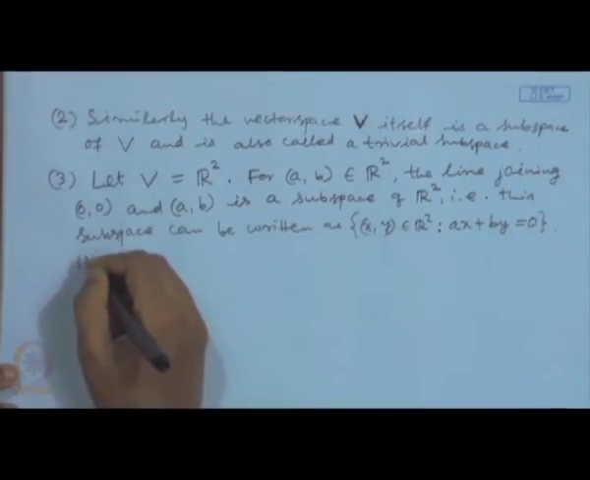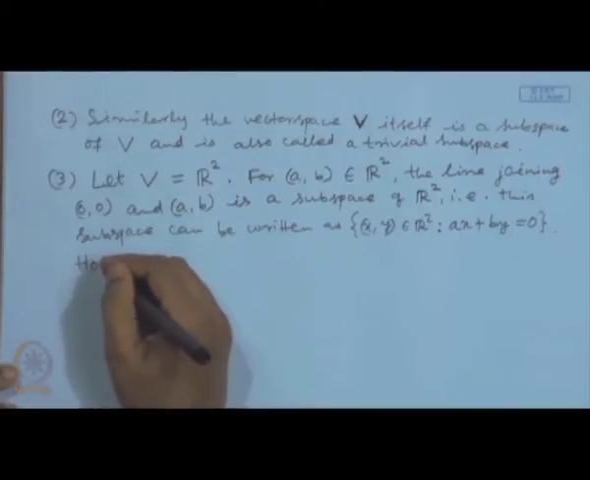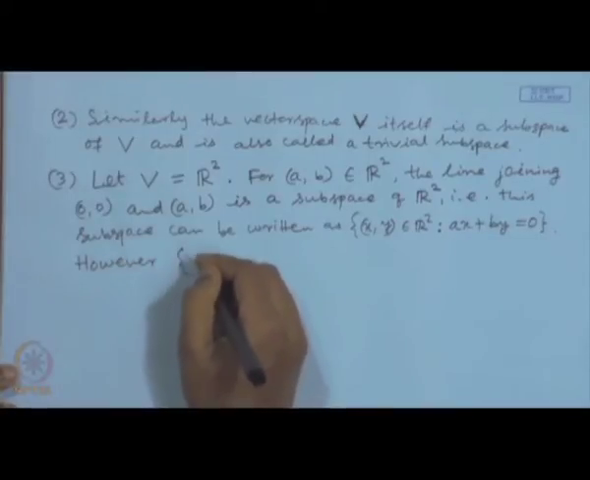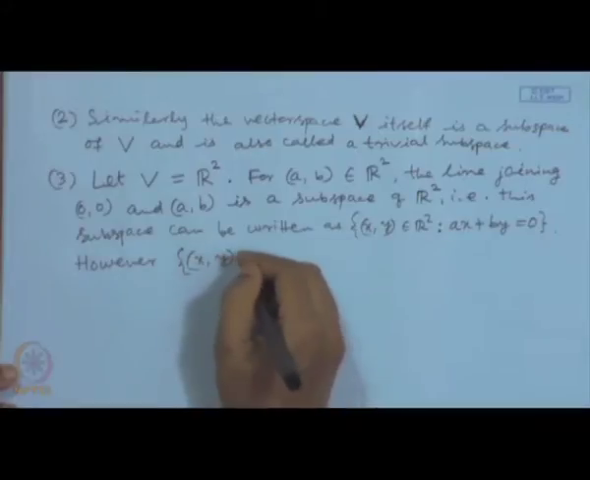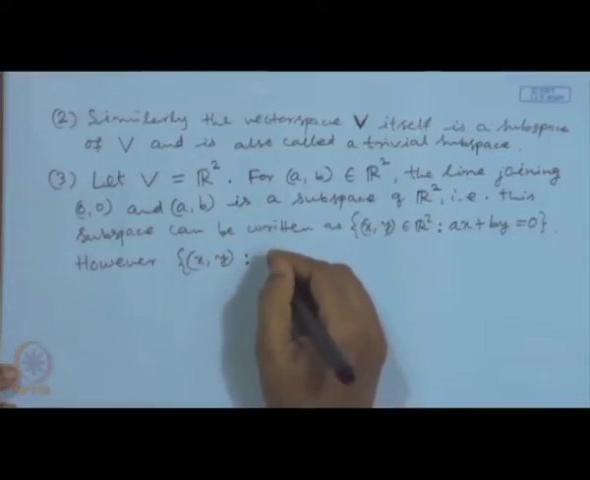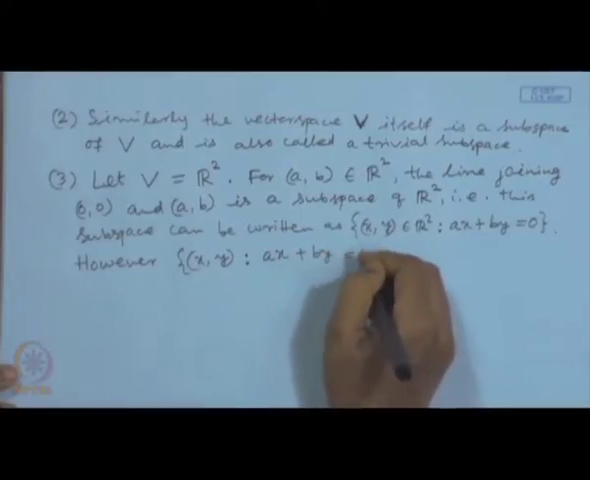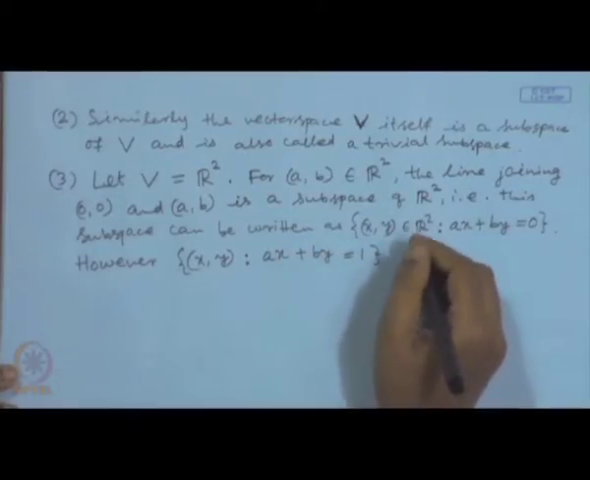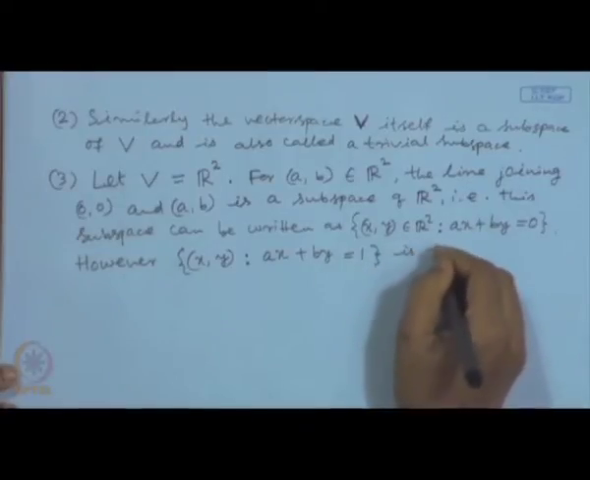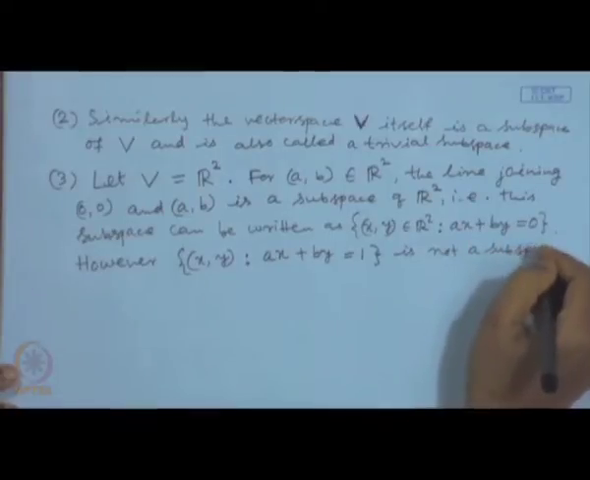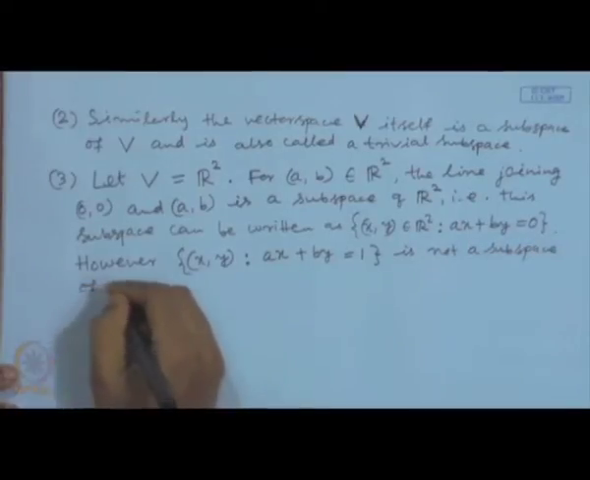However, if we consider any other line that is not passing through the origin, that is, the collection of all (x, y) such that a x plus b y is equal to 1, this is not passing through the origin, and is not a subspace of R 2.